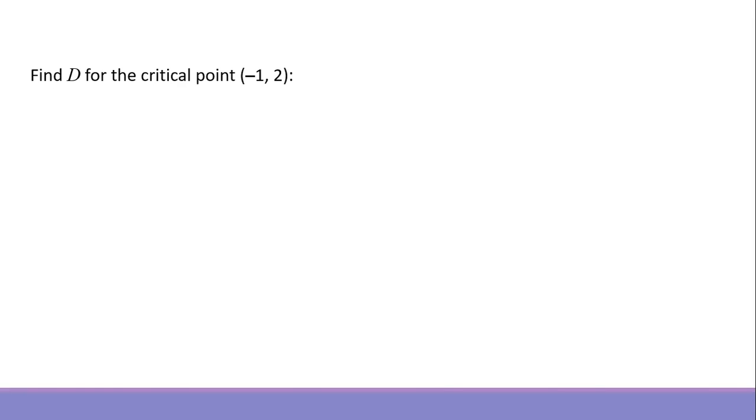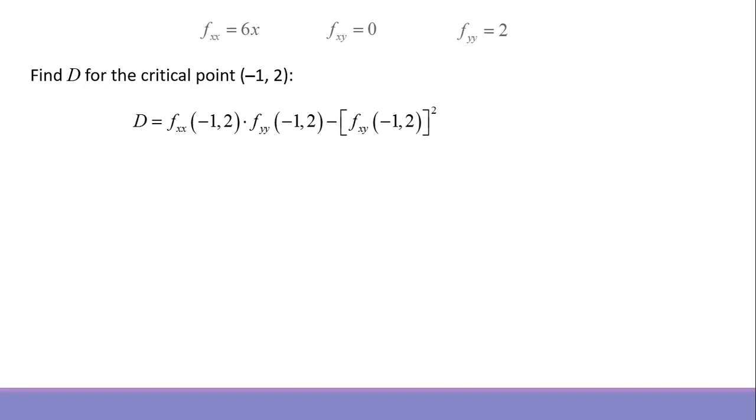Now the other point was -1, 2. We'll do exactly the same thing. We'll find f sub x at that point, which means we need 6 times -1. We know f sub y is 2 and f of xy is 0. So we get a value of -12 for d.